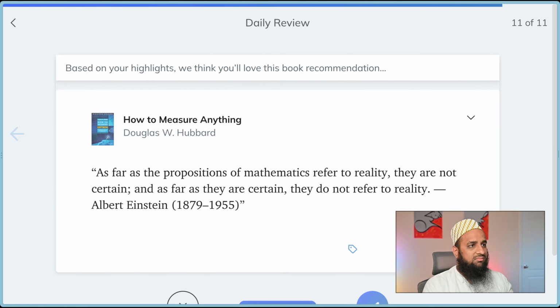It's the last highlight, a bonus one. It's not how to use Readwise today, so I'll just quickly give it a look. It's a nice quote, so I'll read it out. As far as the propositions of mathematics refer to reality, they're not certain. And as far as they're certain, they do not refer to reality. Albert Einstein. I'm familiar with it. I don't know how they're using it in the book, but it's a fun thing.